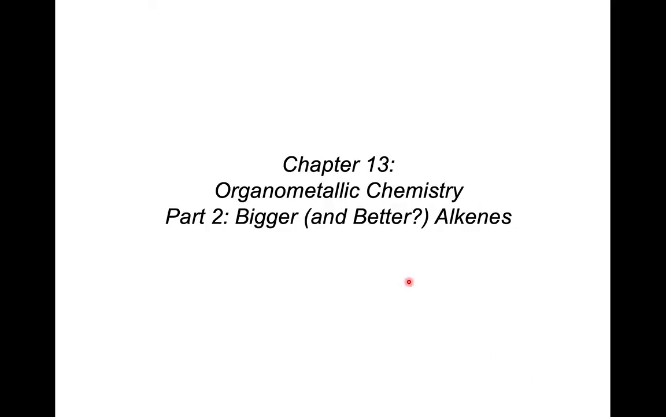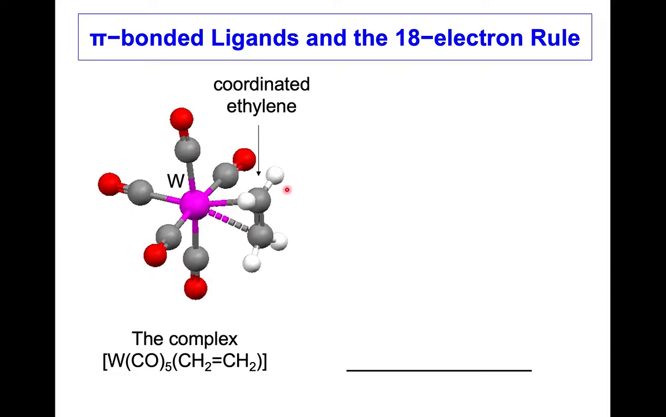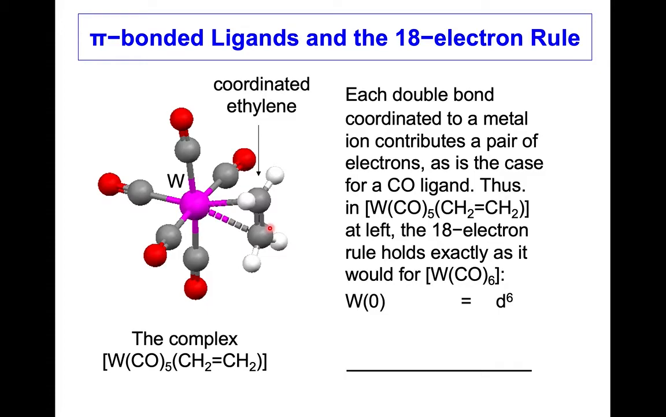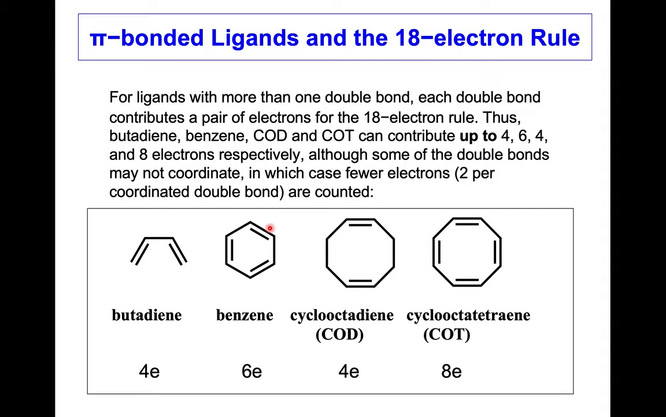All right, now we'll move on in organometallic chemistry and we'll talk about bigger and possibly better alkenes. In the last slide, we talked about this complex, which is a tungsten center with 5 CO ligands and one coordinated ethylene molecule. So tungsten 0 is d6, 5 COs brings 10 electrons, and one C=C double bond brings 2 electrons for a total of 18 electrons.